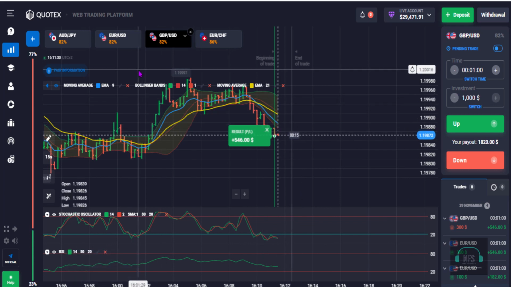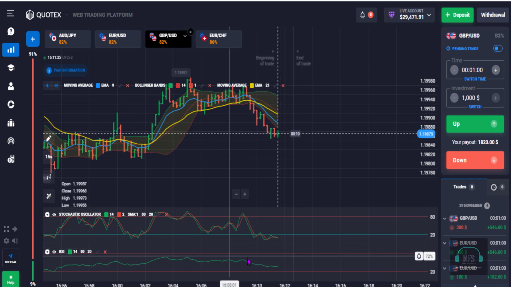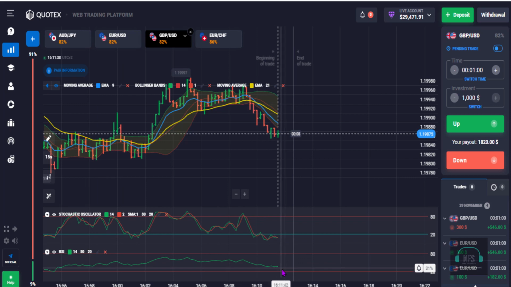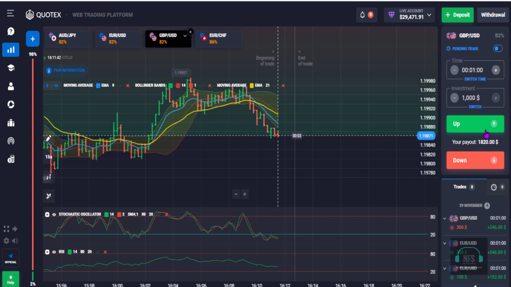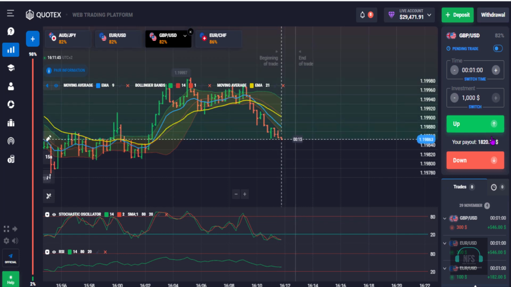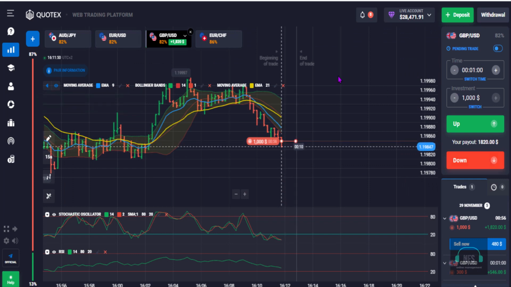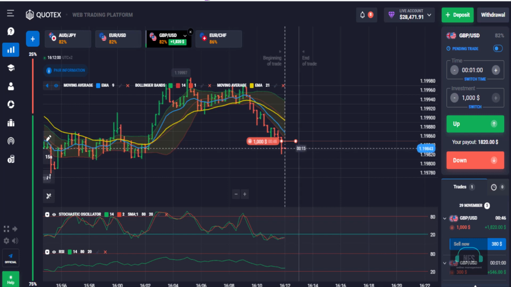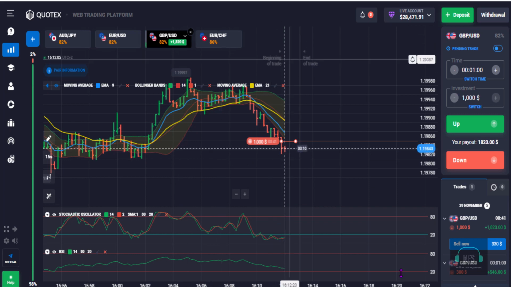All right, so there is still room to go down because we are not at the oversold level on RSI. I will place another down trade here. Yes, another one. Let's see. Yes, it's going down, $1,000 trade. So you should find the best entries and the best points in the market. You will be using these indicators that you can see here, and I'm always talking about them in my videos.